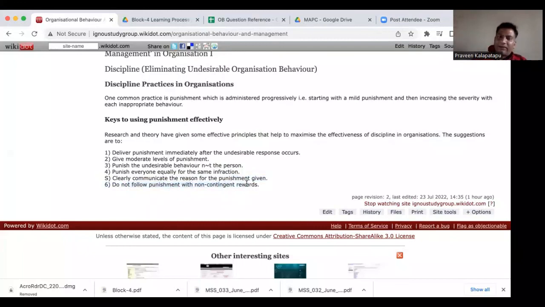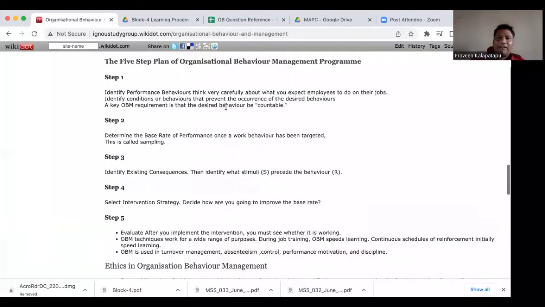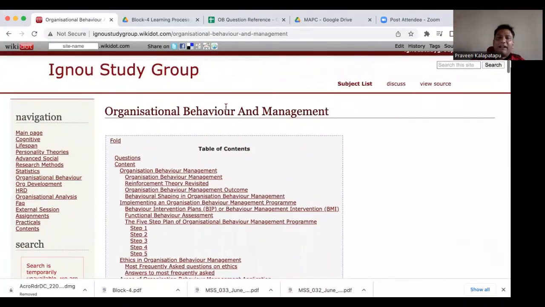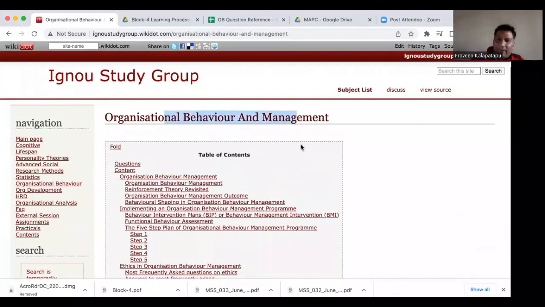Non-contingent rewards. I'm not too sure what exactly this meant as such, but I think this means don't give punishment without having those particular non-contingent rewards. So why? I'm not too sure. Okay, so this completes the OBM as a unit.